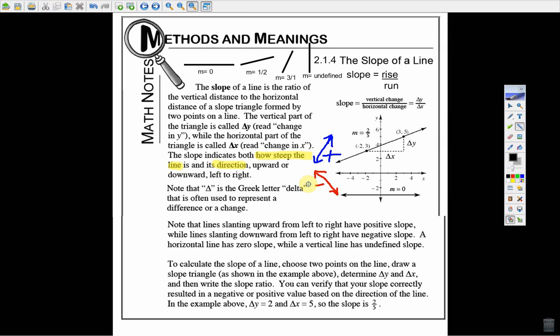Okay. Note that lines that slant upward from left to right have a positive slope. I just said that. The ones that slant downward from left to right have a negative slope. A horizontal line has a 0 slope, and a vertical line has an undefined slope.